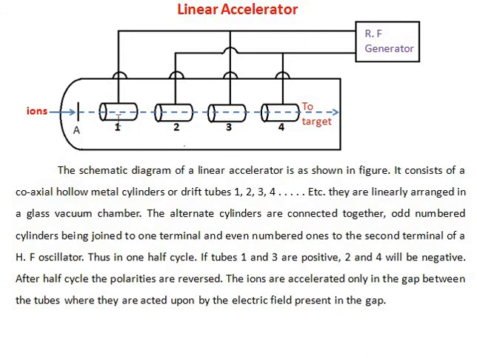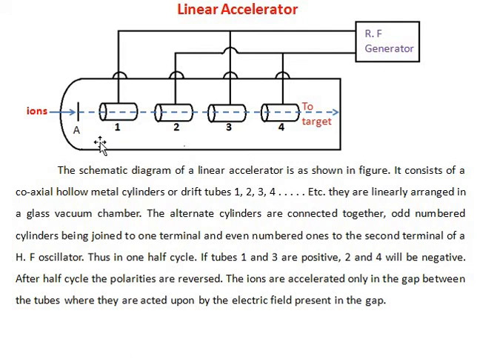It consists of these drift tubes. These are coaxial hollow metal cylinders, also called drift tubes. These are connected to the high frequency radio frequency generators. Frequency generator in the sense the AC cycle, in which there is a positive half and a negative half cycle. Here alternate cylinders are connected, in the sense 1, 3, 5, 7 are connected to one terminal, and 2, 4, 6, 8 are connected to another terminal.